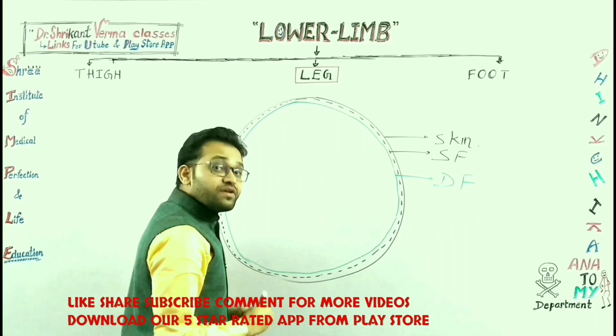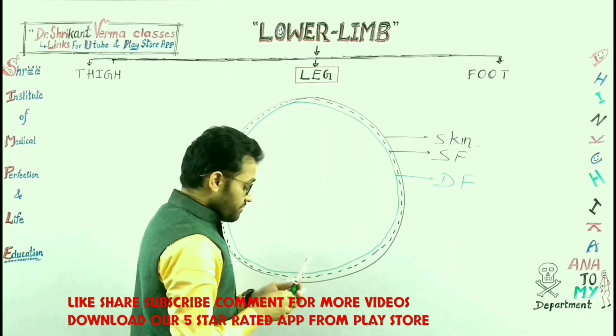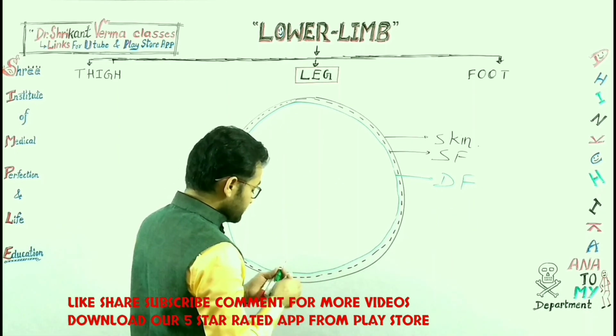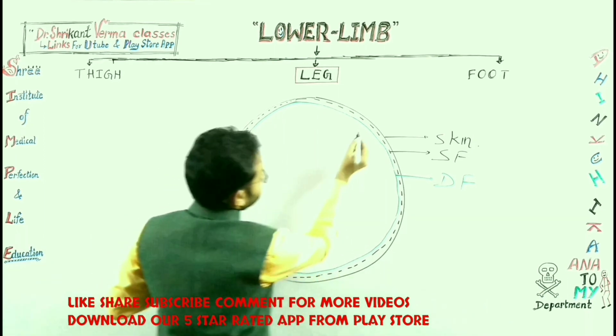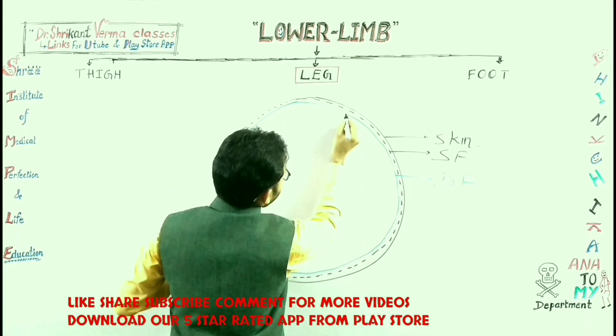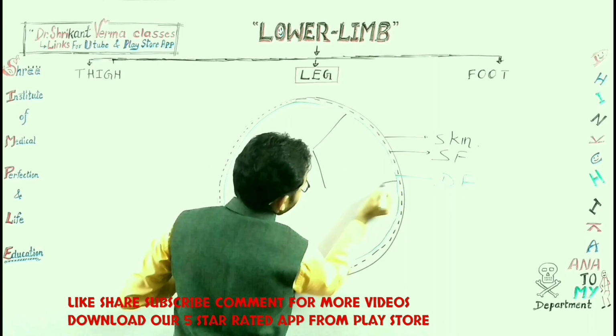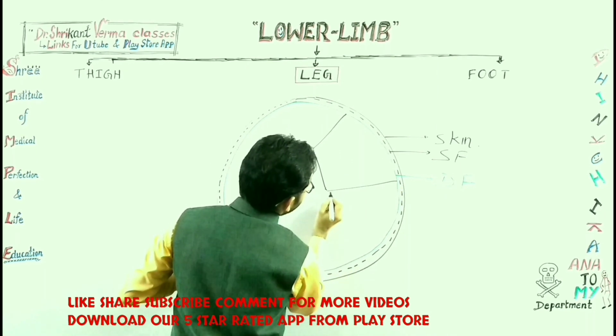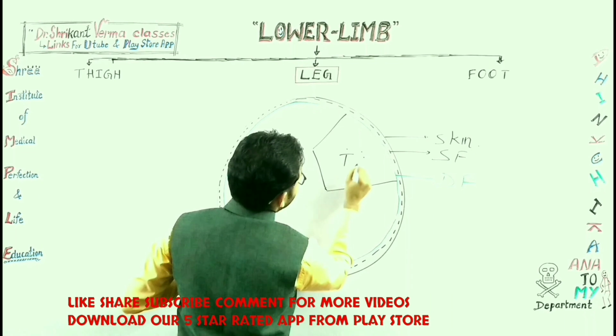After this deep fascia, we will get the muscles and the bone. But here there are two bones. Yes, suppose this is the tibia. Yes, as you know, the tibia is subcutaneous on the medial side.